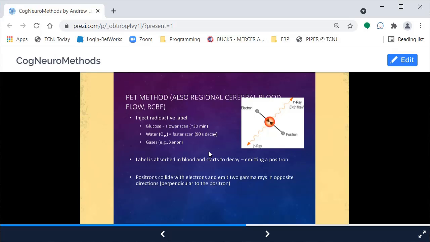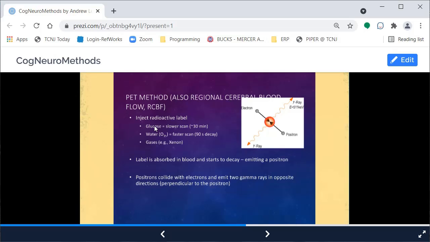So it's called PET. There's also methods that are very similar to this called regional cerebral blood flow, or RCBF. So if you see that name used, it's very similar. What they're doing is injecting a radioactive label into your bloodstream, or maybe you're inhaling a gas like xenon. So there are different labels that can be used. I'll show you a picture of a glucose scan where they take glucose and attach a radioactive label to it.